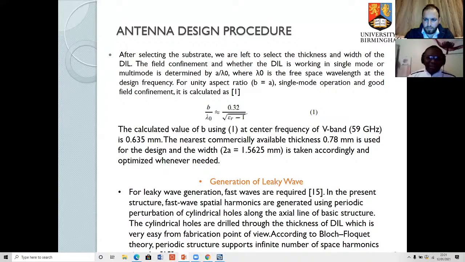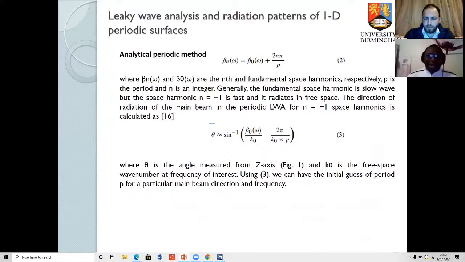Our design has more beam scanning as compared to the reference, which is made in 15, which I will demonstrate to you in a few minutes. Demonstrated here on your screen, where BN and BO are the fundamental space harmonic respectively. And like I said, P is the period and N is an integer. Therefore, if we know the value for N and P, we'll be able to know the angle at which we want to operate.